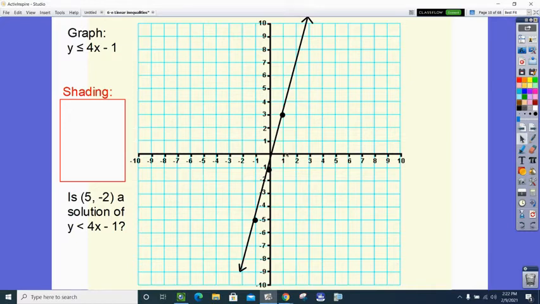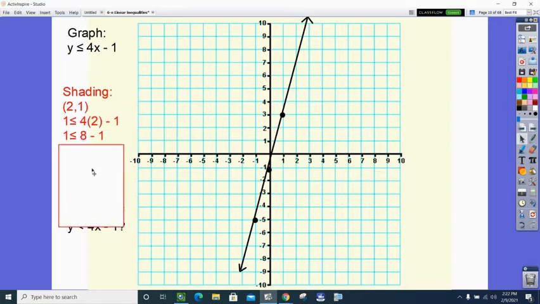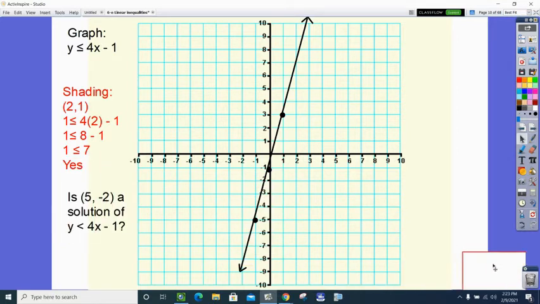Now, the next thing I need to do is check the shading. You're going to notice here that I didn't use the origin because it looks so close. It doesn't go through it, but it looks just so close. So I picked the point (2, 1) over here because it was far enough from the line. 2 goes in for x, 1 goes in for y. I checked it, and when I put that point in, I get 1 is less than or equal to 7, which is true. So I want to shade the side that has my test point, (2, 1).